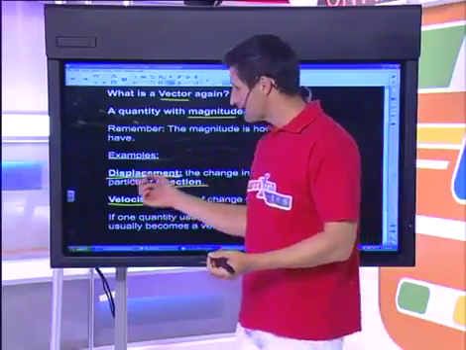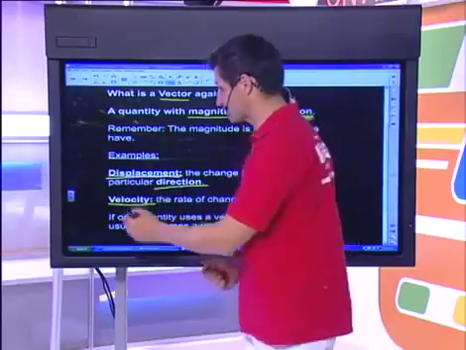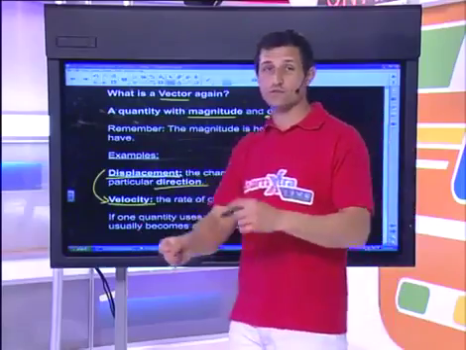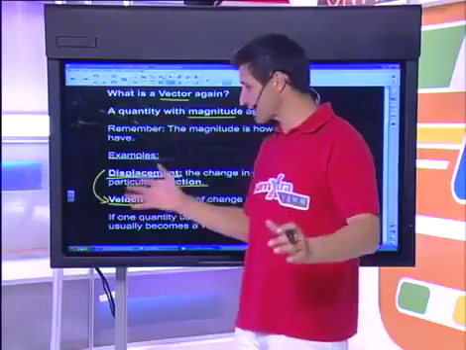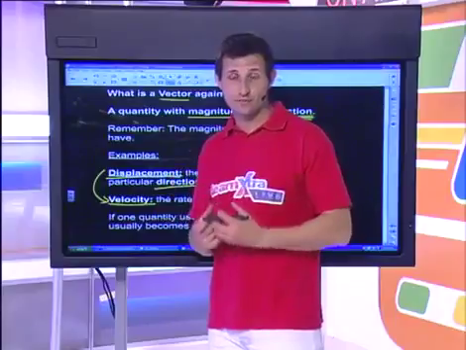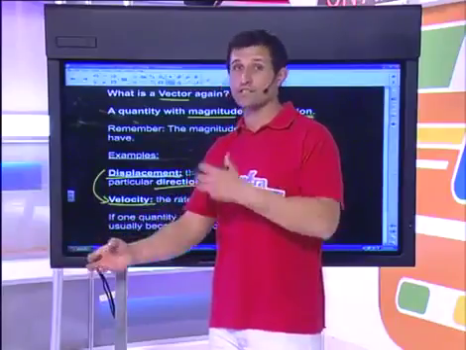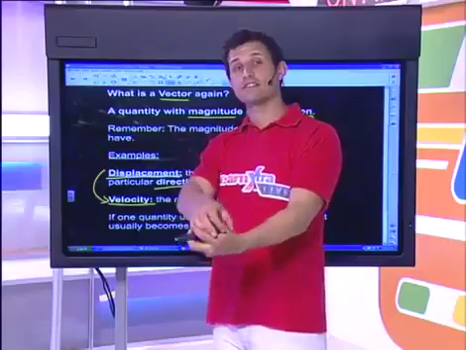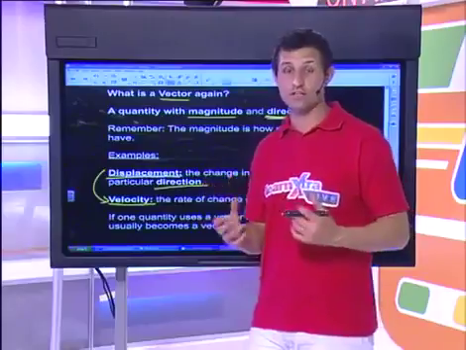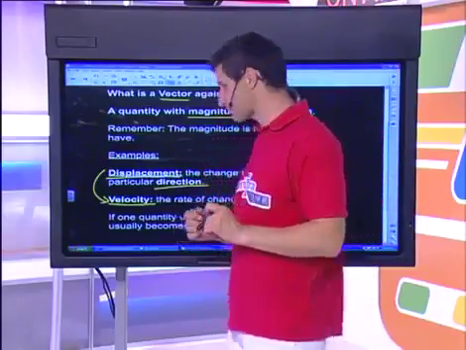is if you use a quantity like displacement to calculate velocity, so I've used displacement to describe velocity, that second quantity also becomes a vector. So I said displacement is a vector. It's got a magnitude and a direction. So everyone's okay with that? I've got displacement, it's a vector. Now velocity uses displacement. If one quantity uses another that is a vector, the second one also becomes a vector itself. So velocity has also got a direction attached to it. And that's one of the major differences.